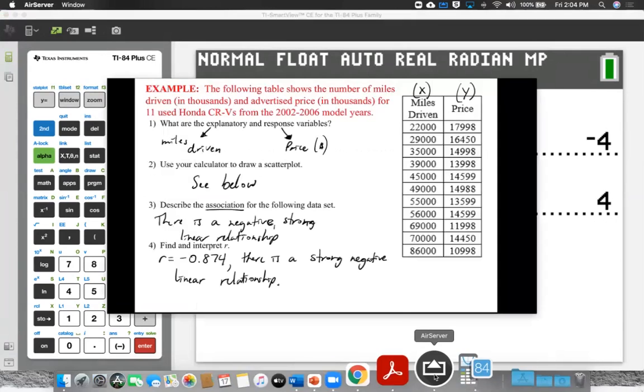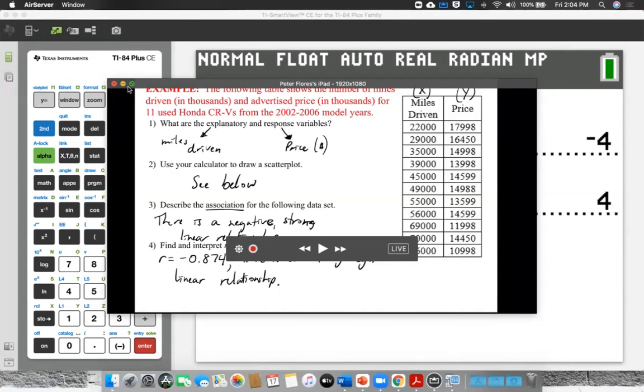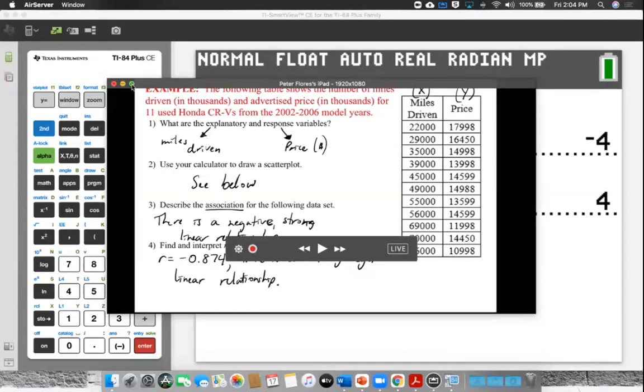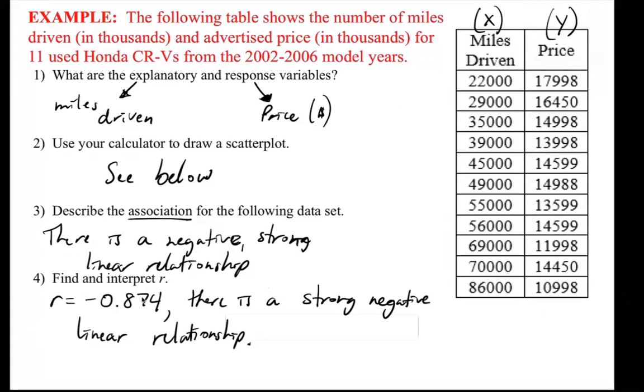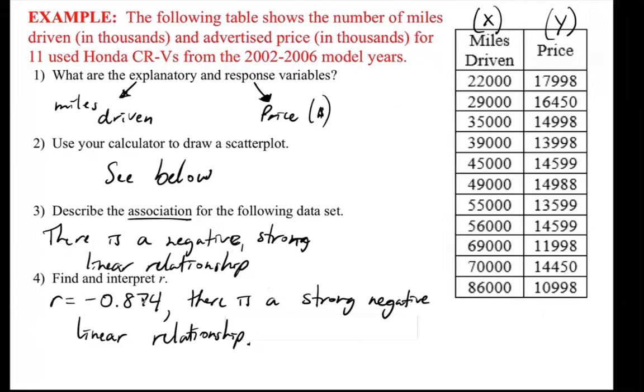Okay, so for R squared, because we squared R, we got 0.764, right? So change that to a percent. What type of percentage? Yep, 76.4%. Okay. This is what R squared says in the context of this question: 76.4% of the reason why the price is what it is is because of the X, which is miles driven.